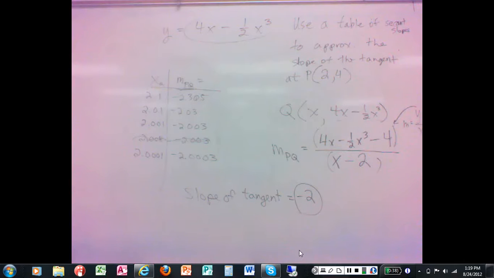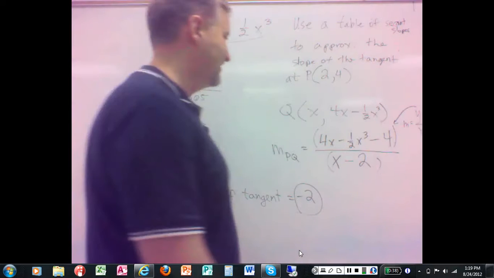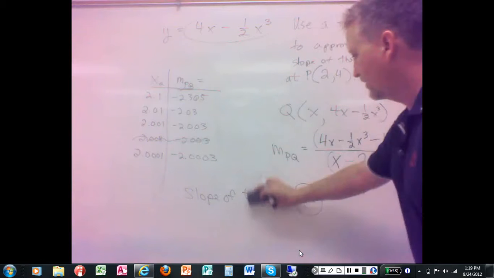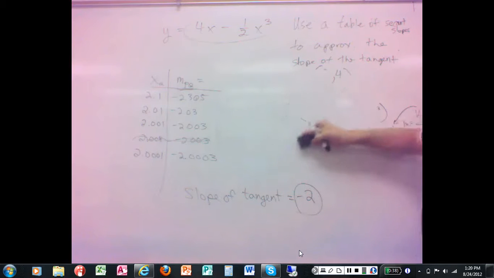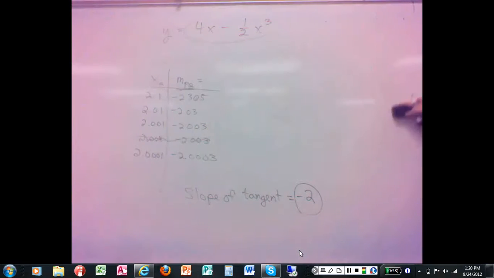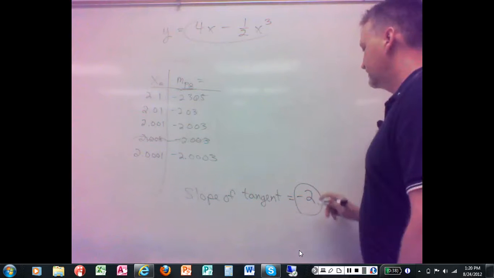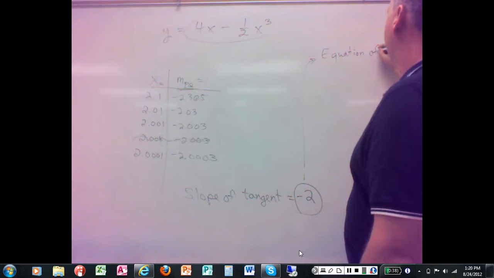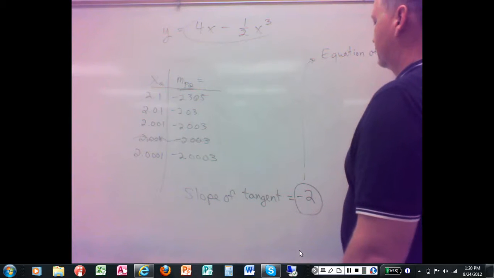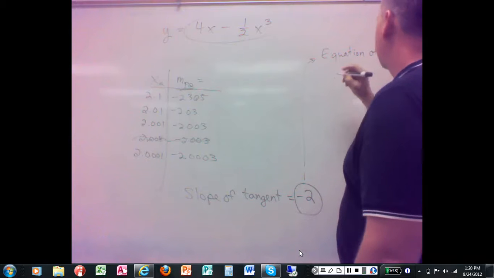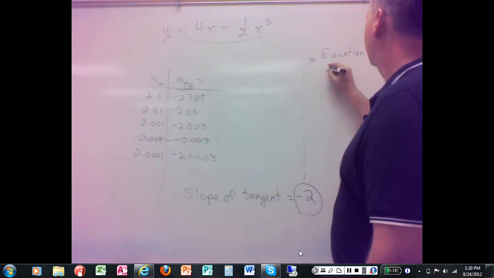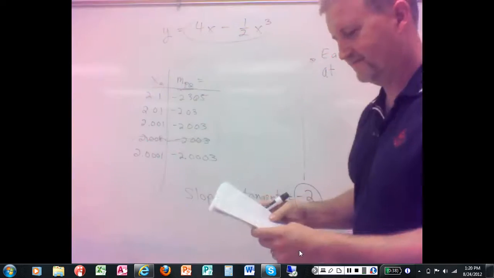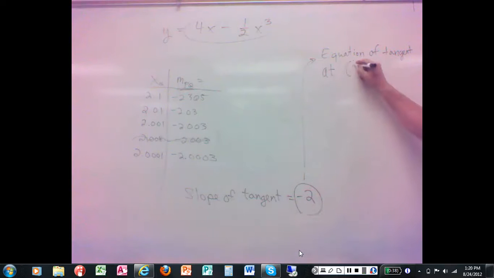All right. Let's take this one other step here. Let's check to see that we got a pretty good answer. So we're estimating the slope of this tangent to be negative 2. What is then the equation of the tangent line at 2, 4?